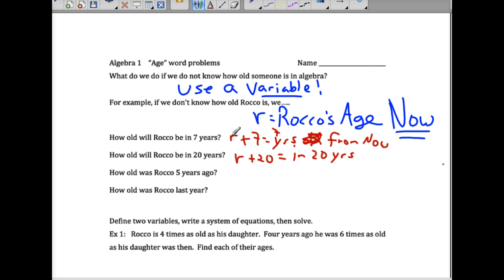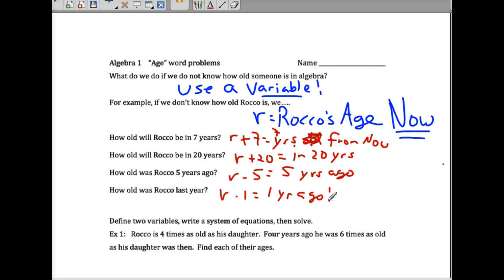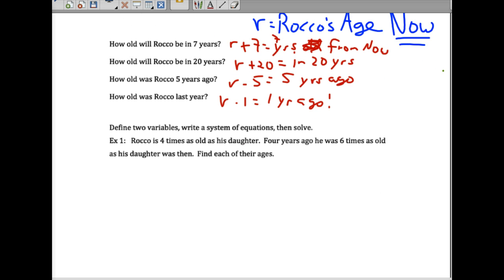Sarah B, how old was Rocco 5 years ago? R minus 5. Five years ago. And how old was Rocco last year? R minus 1. Could we just write what it says in the question? Well, you have to define it some way. You have to add or subtract to the variable. But you'll see when we do an example.